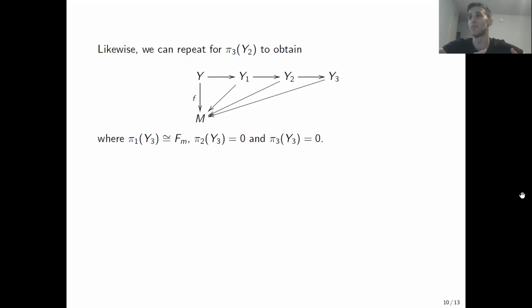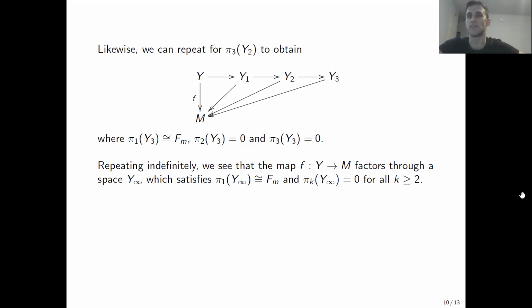But π3 of M is also 0 because M is aspherical, so we can do the same thing. We could start with Y2 and then kill all of its π3 by gluing on four-dimensional disks. Then the space you would obtain would have the same fundamental group, π2 would still be 0, but now you've killed π3. π3 is also 0.